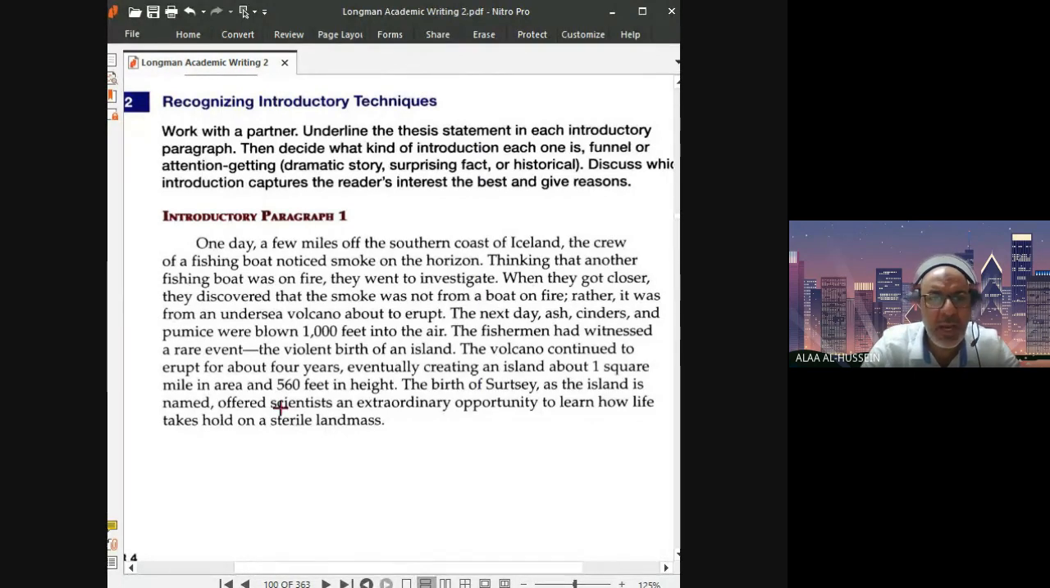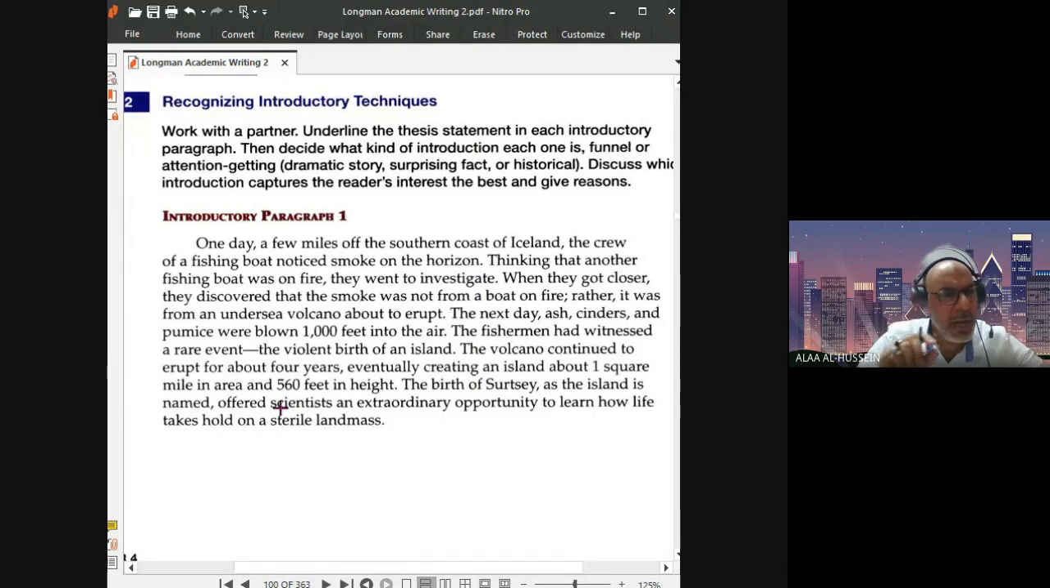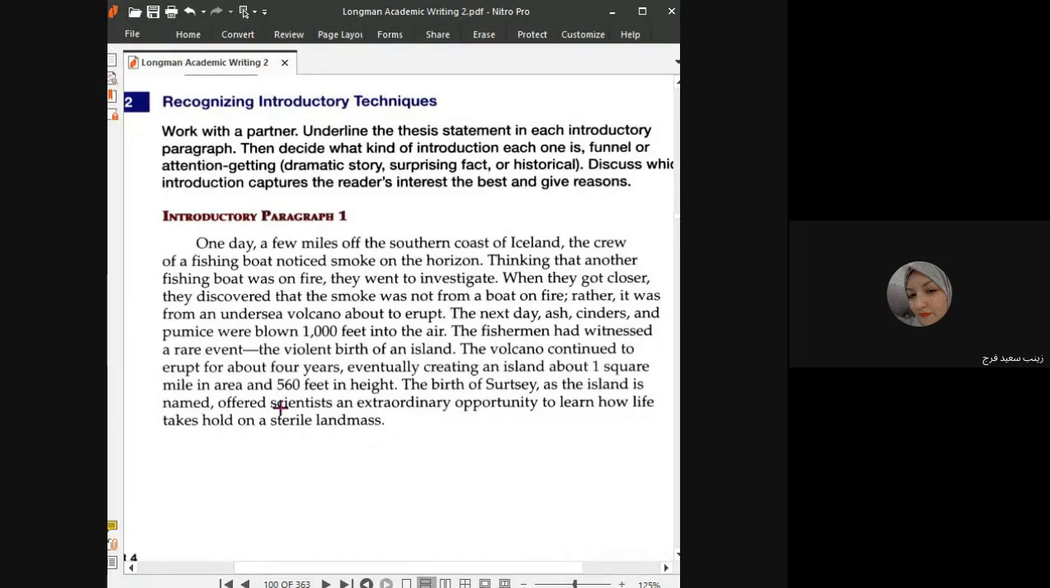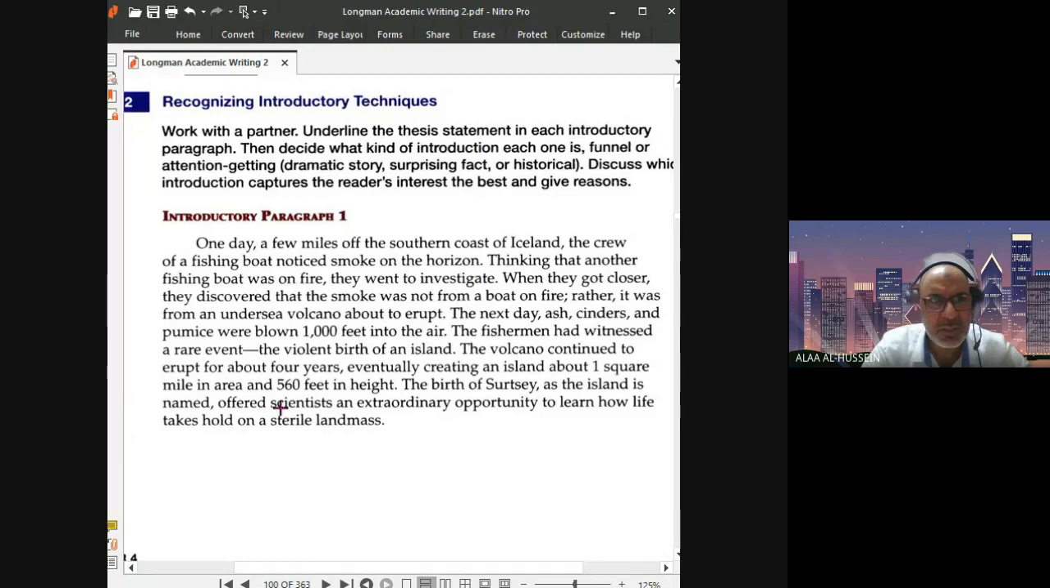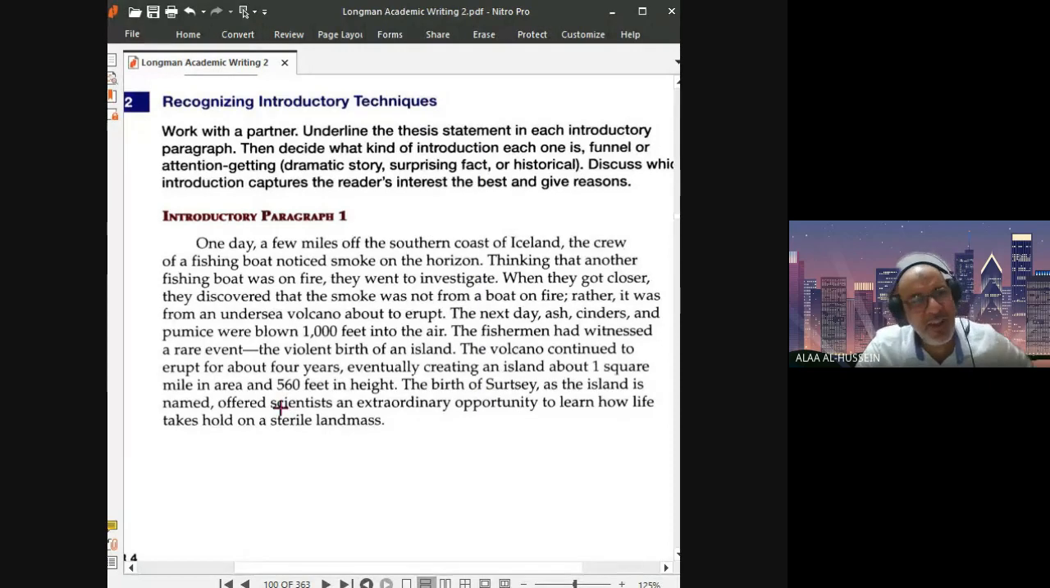Yes, Zainab Saeed, what do you say? I think it is attention. Sorry again, what is the reason? Why do you think this is an attention-getting paragraph? Because thinking that another fishing pot was on fire. So what? Because the smoke was attention for anyone. Okay, getting attention. Excellent. Good. But you didn't tell me what type of introductory. What subtype of attention-getting?